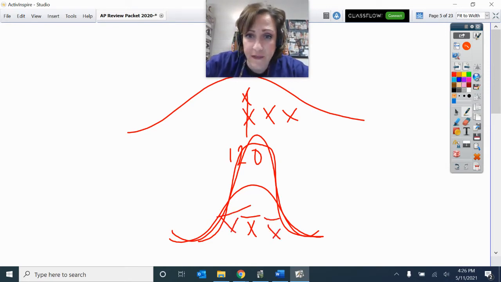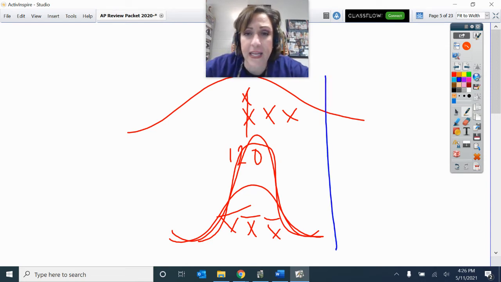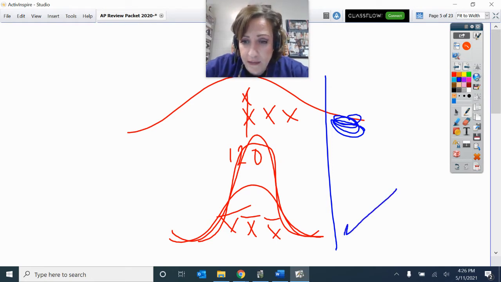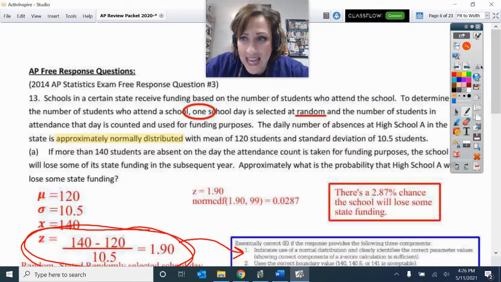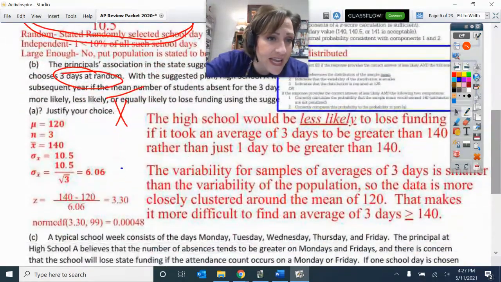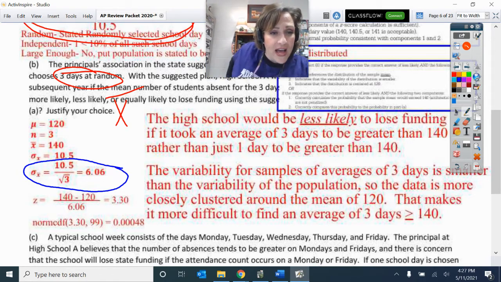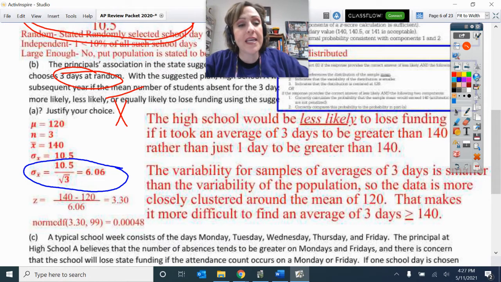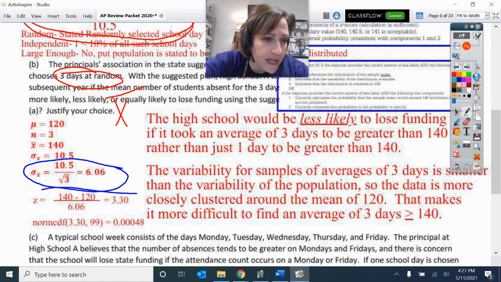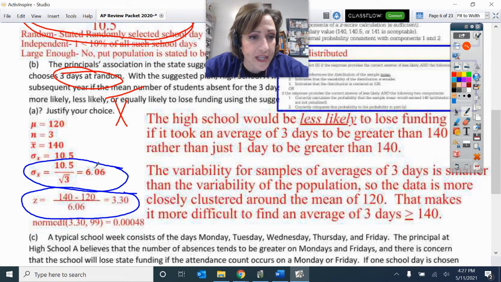So if this is 140 right here, this was 2.87%. This is going to be very little, if any. The reason is that we have a smaller standard deviation, and that had to be shown here. The standard deviation is that 10.5 divided by the square root of that sample size 3. So then you redo the math. And now I say z equals 140 minus 120 over that 6.06. Look at that, the high school is now much less likely.